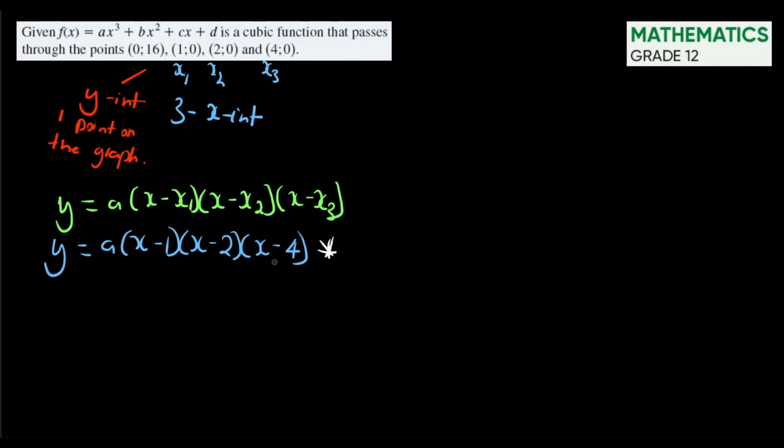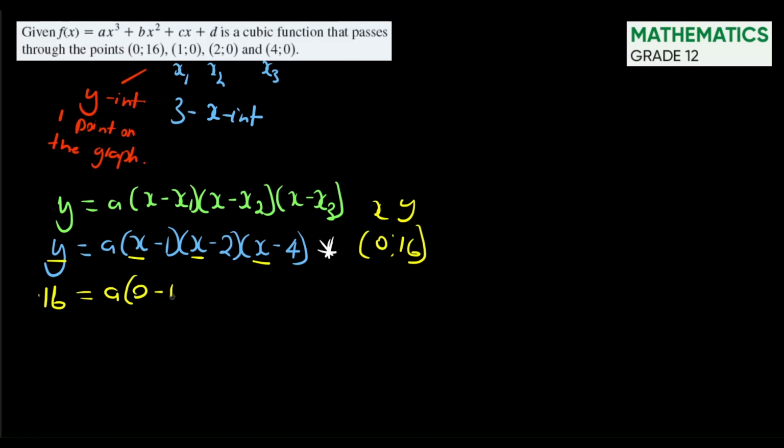Now that we've substituted x1, x2, and x3, we can notice that we have y, a, x, x, x. What you need to remember is that these x are the same and they correlate to the y. What do I mean by that? They are referencing the point on the graph. Remember we said we have 1 point on the graph, which is (0, 16). So we just substitute this point on the graph. With this x we substitute 0, with this y we substitute 16.